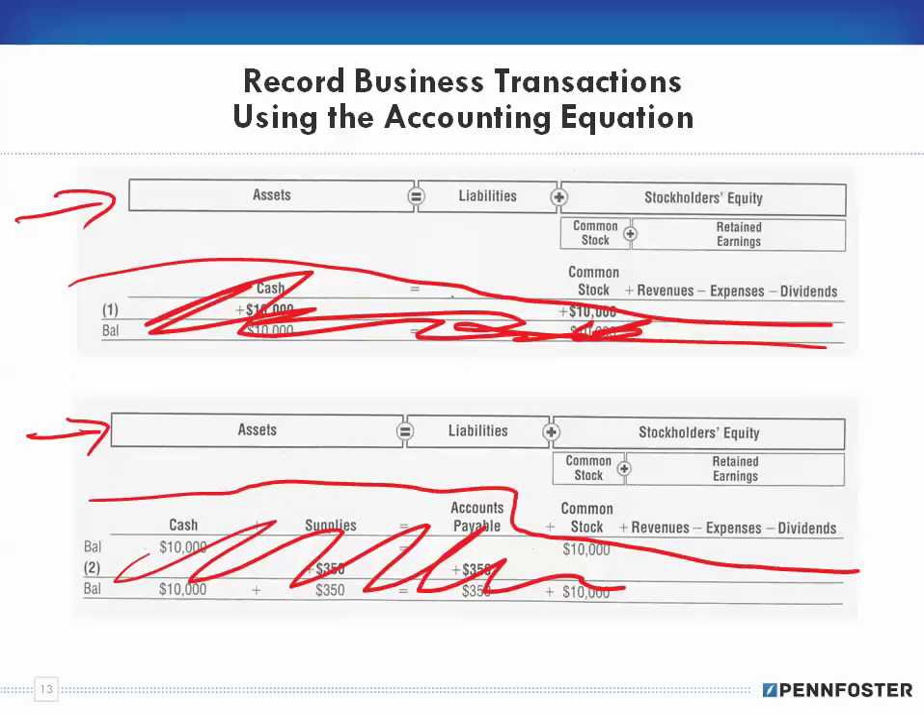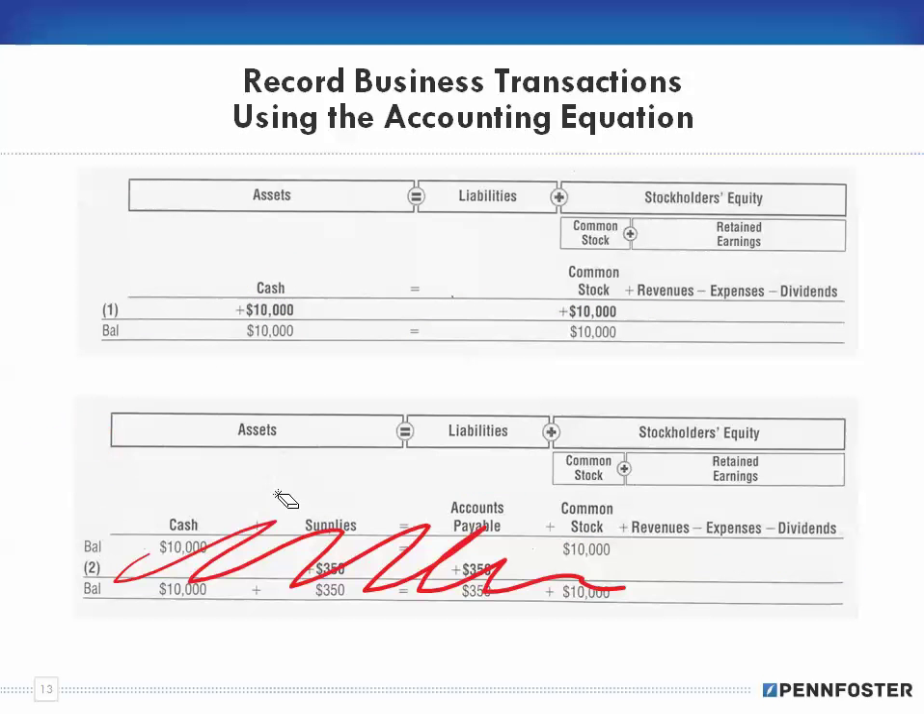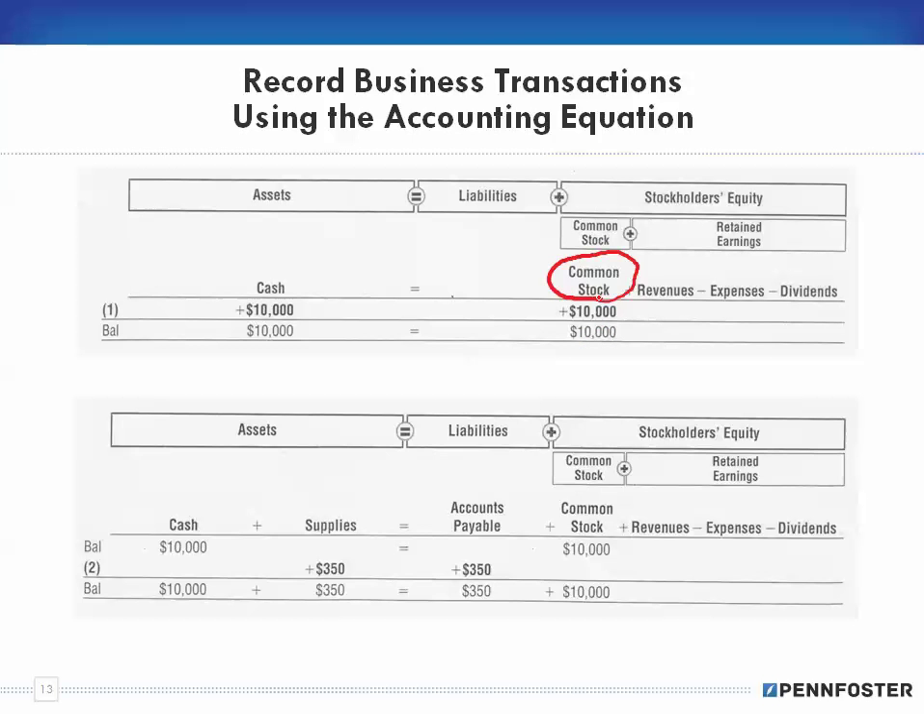So when we're looking here and we're going to use an example, what the author in the textbook did was he said, okay, we're going to have an investment in the business. Shareholders are going to buy $10,000 worth of common stock. And everything has to balance.